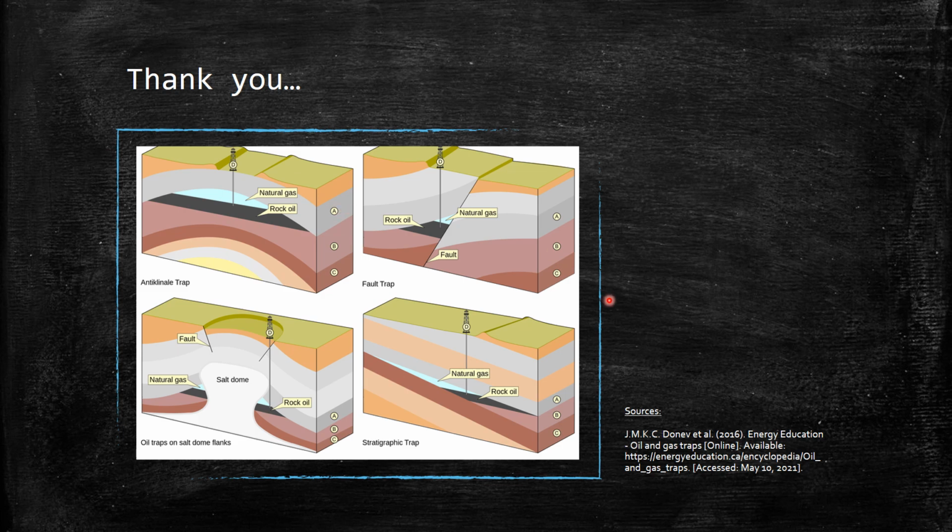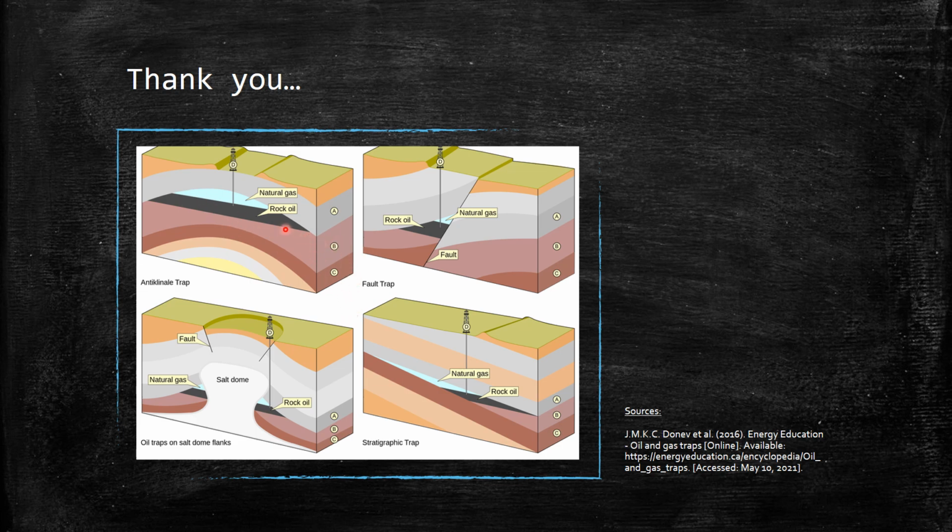So this is my thank you slide as well, because this is not a big topic. It's pretty much simple. I want you to focus on this figure, because it shows all the basic four types of traps which we have in nature. The first one is the dome or anticlinal trap. You can see normally we have three lithologies: A, B, and C. A is your impermeable layer, B is your reservoir rock, and C may be a source rock.